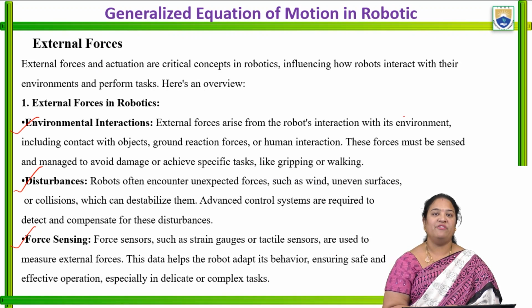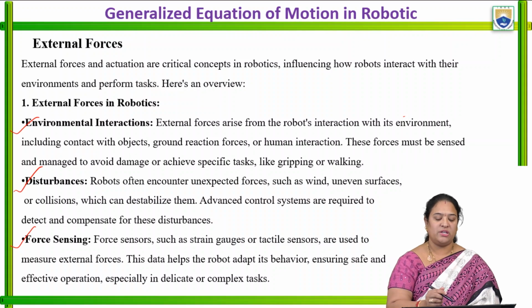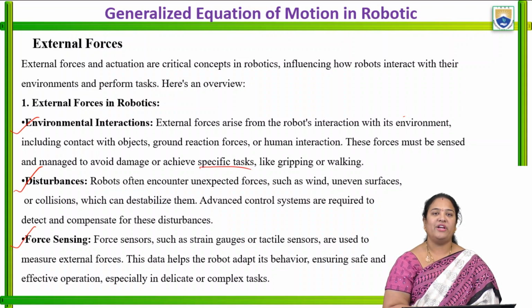What do we mean by environmental interaction? That is when the robot has to interact with the environment. Some external forces arise, including contact with objects, ground reaction forces, or human interaction. These forces must be sensed and handled for gripping, walking, or achieving the specific task. The robot should come across these sorts of external forces.